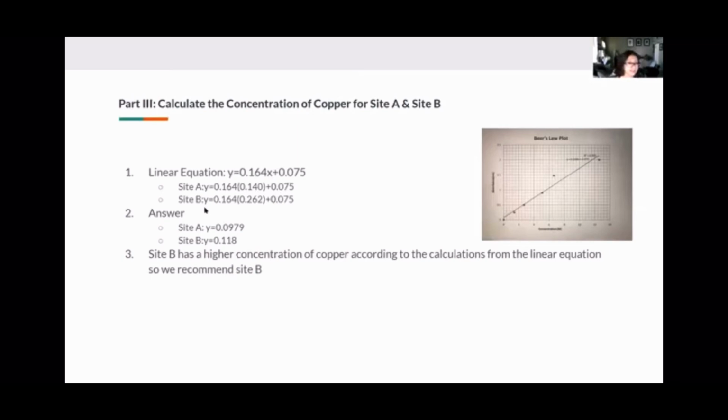And then for site B, you would do the same thing. For site B, y equals 0.164, and then you plug in 0.262 plus 0.075. And so the answer for site B is y equals 0.118. So it shows that site B has a higher concentration of copper according to the calculations from the linear equation. So we recommend site B for mining to the company. And that's all for my part.